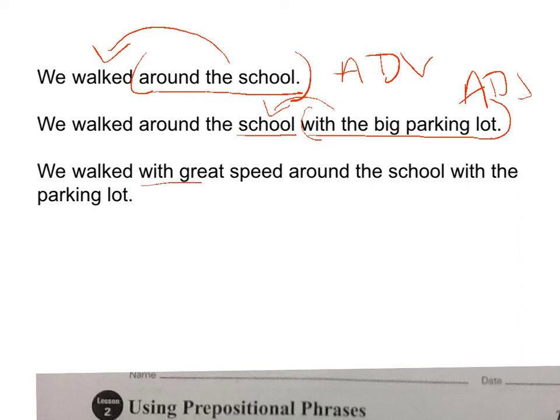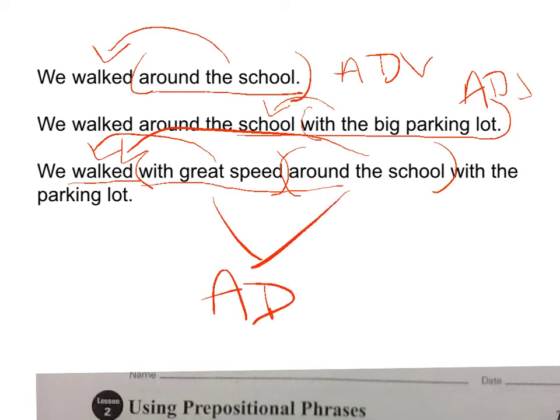We walked with great speed around the school with the big parking lot. So with great speed is functioning as a single adverb because it is modifying walked again. Notice that you can put two prepositional phrases in a row and they can both modify the same verb. We walked with great speed around the school with the parking lot. So, both of these prepositional phrases are going to be adverbs because they modify verbs.